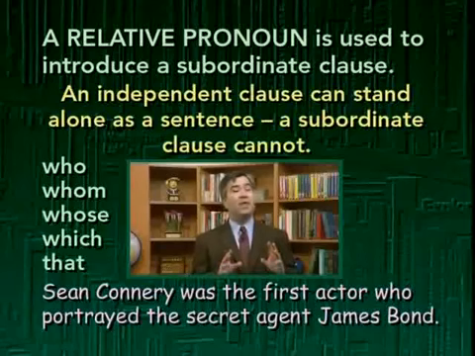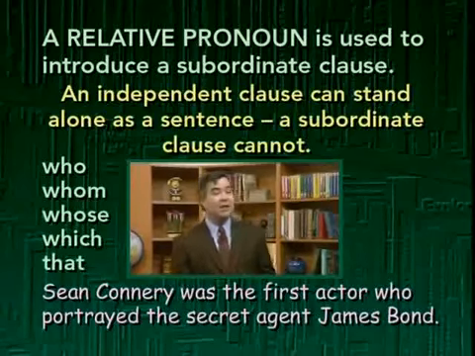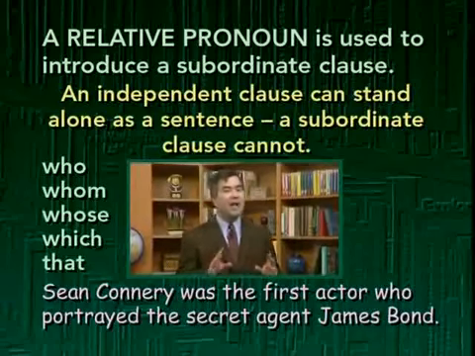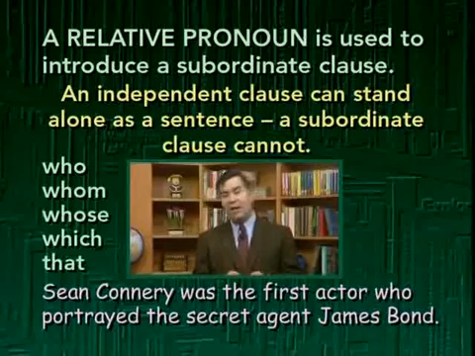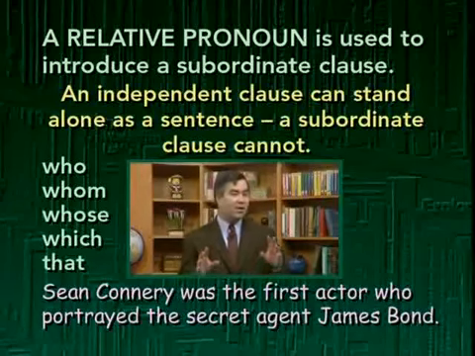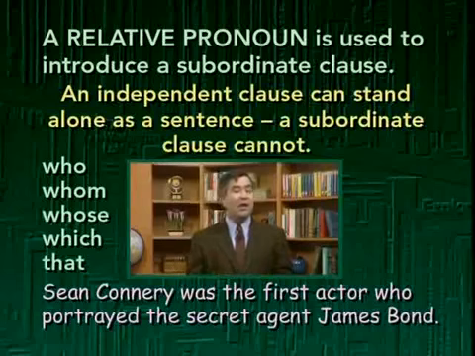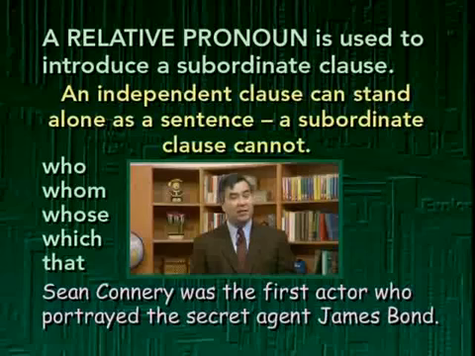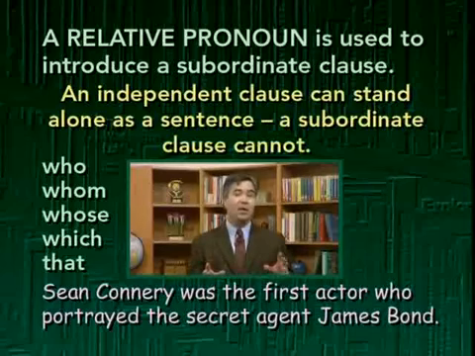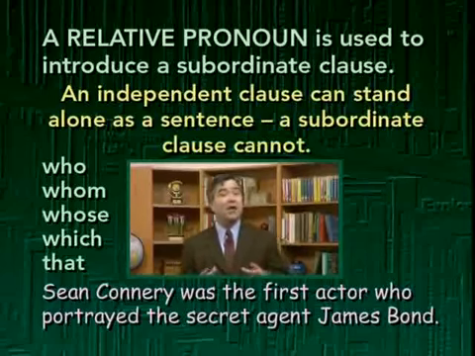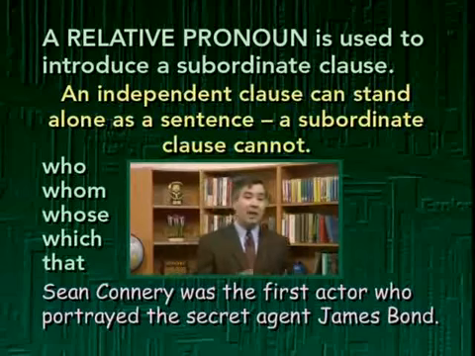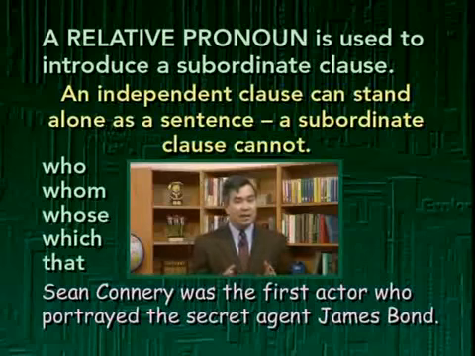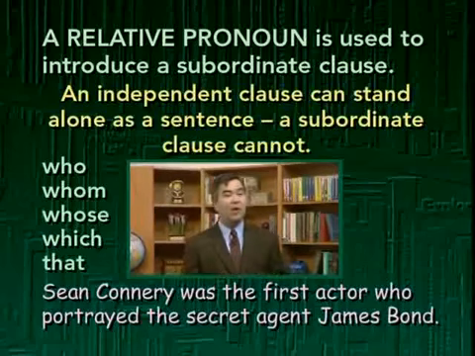Sean Connery was the first actor is what the independent clause tells us, and the subordinate clause tells us exactly what kind of actor he was. He was the actor who portrayed the secret agent James Bond. So the entire subordinate clause introduced by the relative pronoun who relates back to the noun actor. Therefore, in a sense, the entire subordinate clause acts as a modifier, much like an adjective, giving more information about a specific noun in the independent clause. And that's how the subordinate clauses introduced by relative pronouns work.